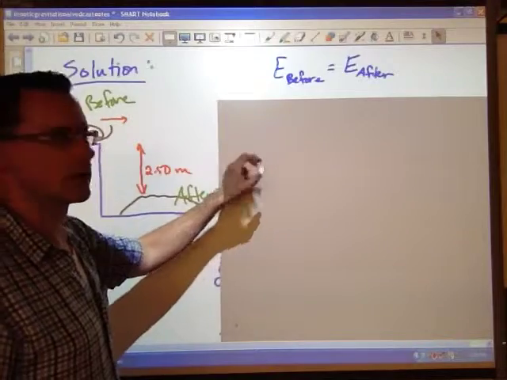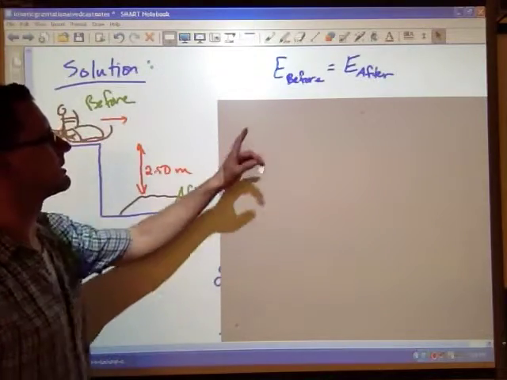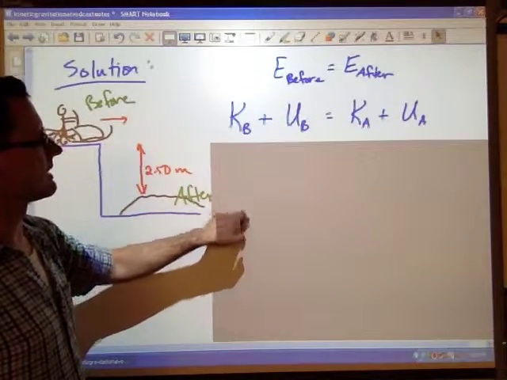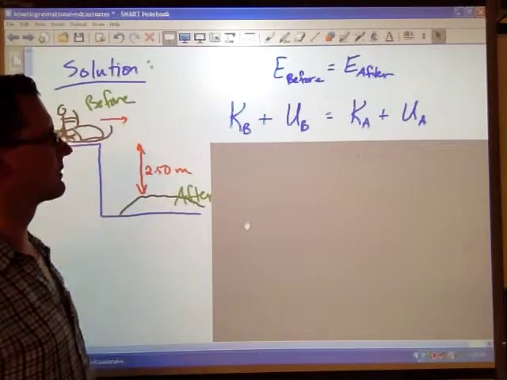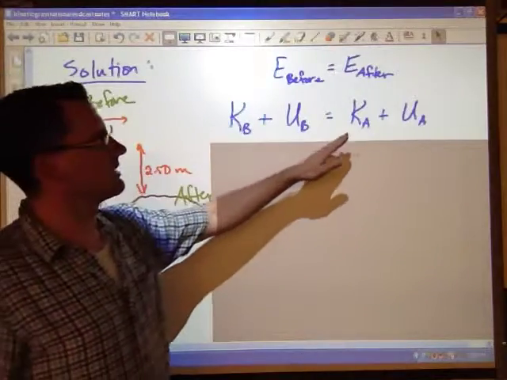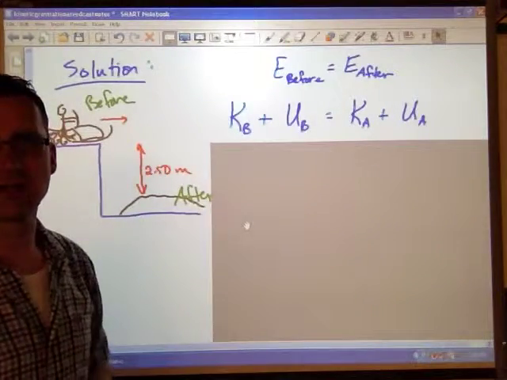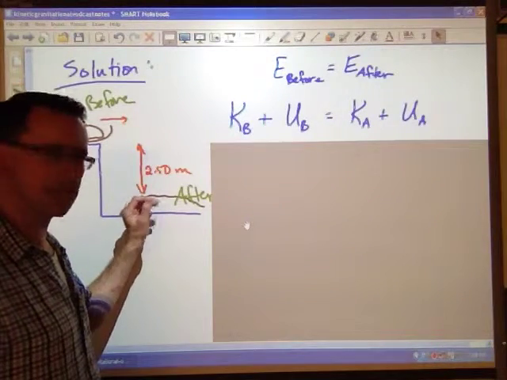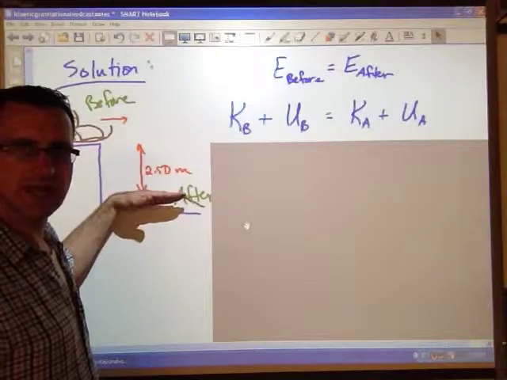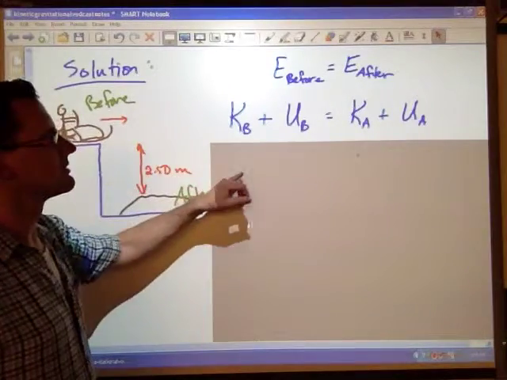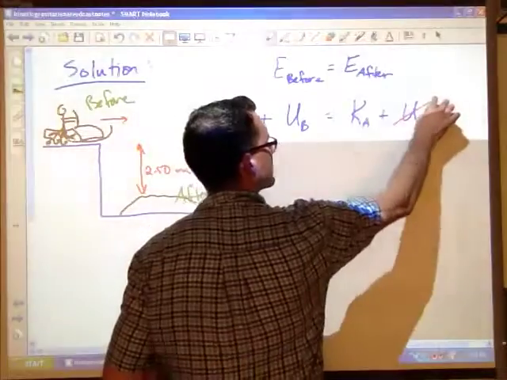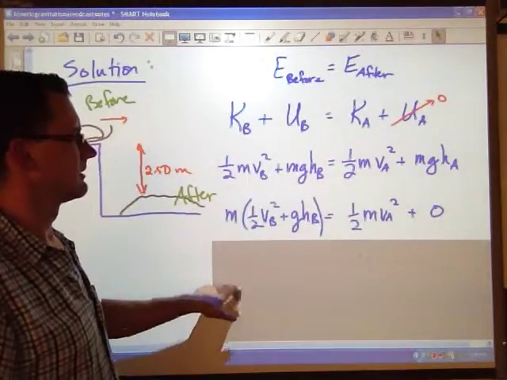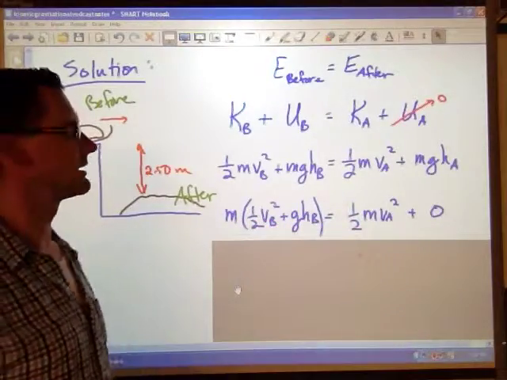So of course, as before, law of conservation of energy. All energy we have before must equal all energy after. So we have kinetic energy before, potential energy before. I have that. Kinetic energy after, potential energy after. Now, one of these is going to be 0 because when we hit the snowdrift after, the snowdrift is at a height of 0. So that whole potential energy after will be 0. And as you can see, I wrote that down over there.